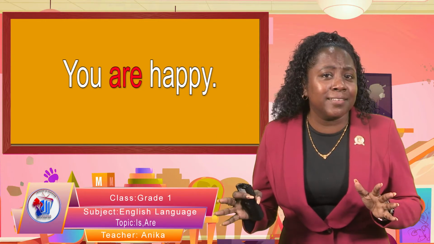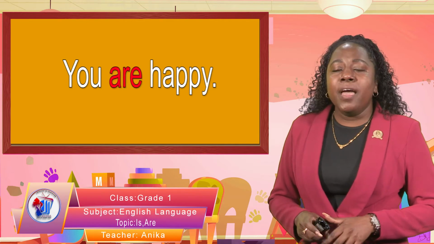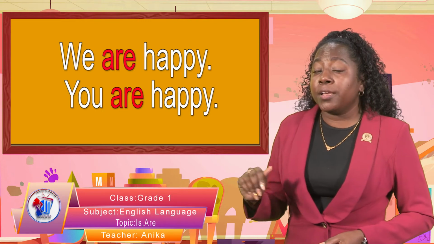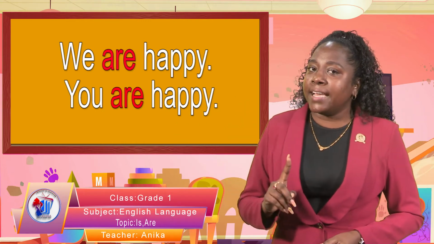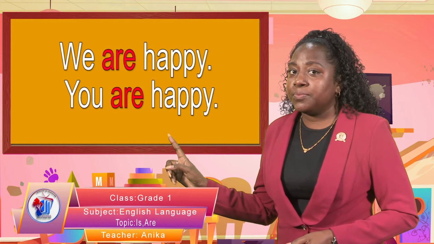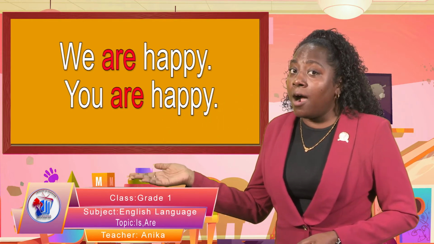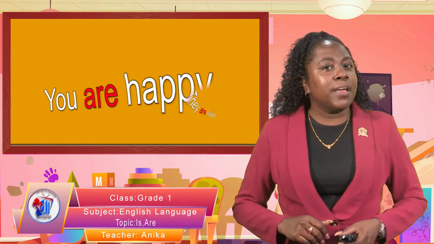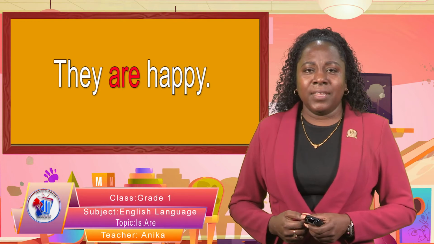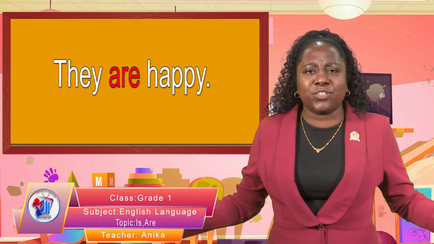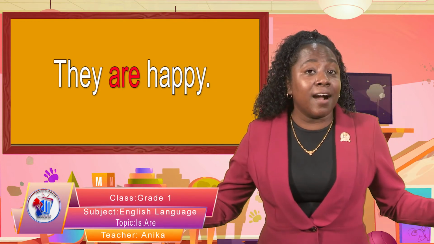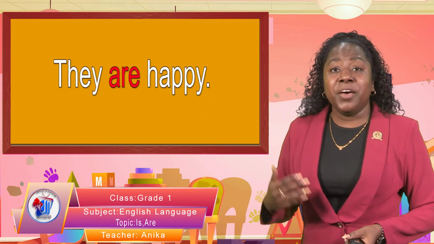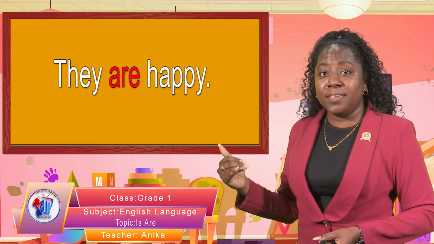Are you happy? Great. Now, look at the sentences again, and you will see the word ARE is highlighted in red. ARE. You are happy. Then we have they are happy. And we're talking about the entire classroom and the teacher. They are happy. We're talking about more than one person. They are happy.